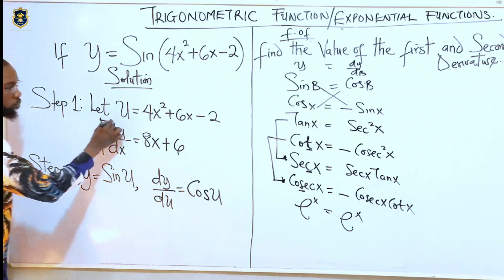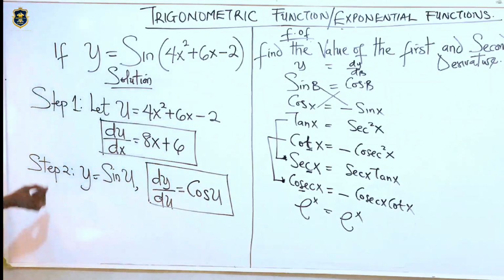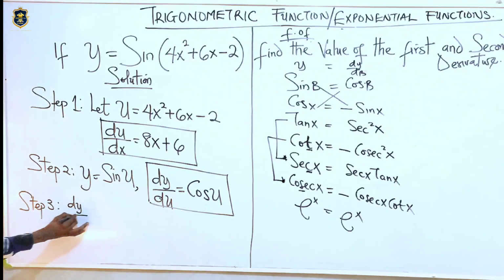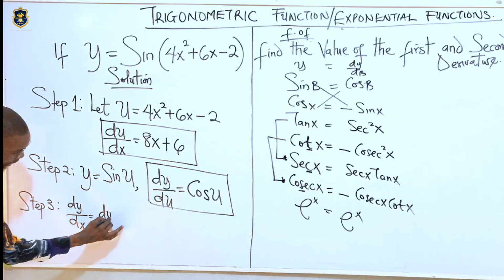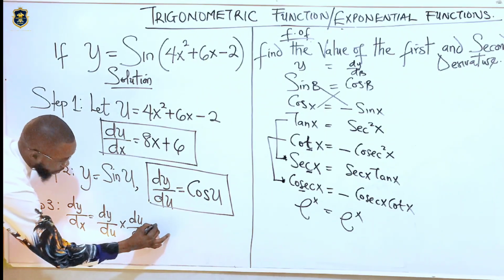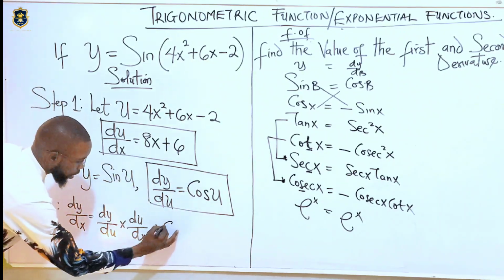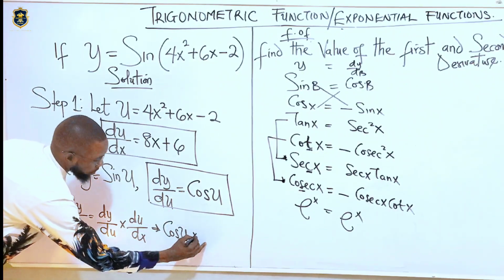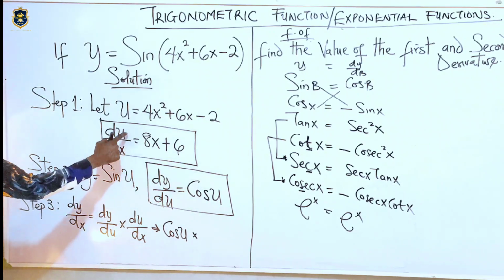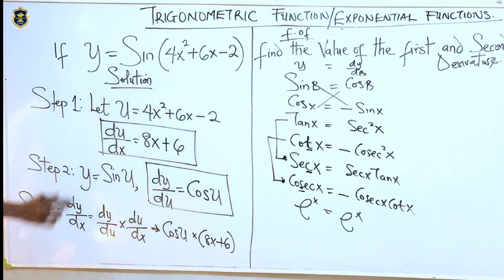So we have du over dx, and then we have our dy over du. Then lastly, step 3 is to bring the equation. And what's the formula for that? dy over dx is dy over du times du over dx. What's our dy over du? dy over du is cos u. So come here and put cos u times du over dx, which is 8x plus 6.